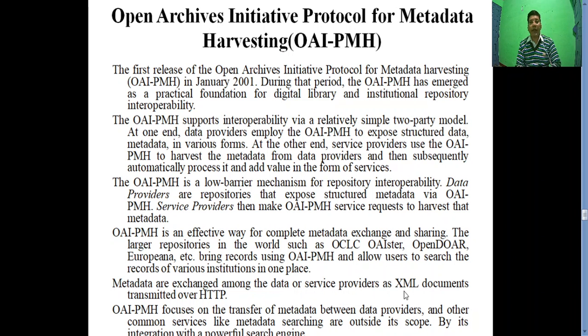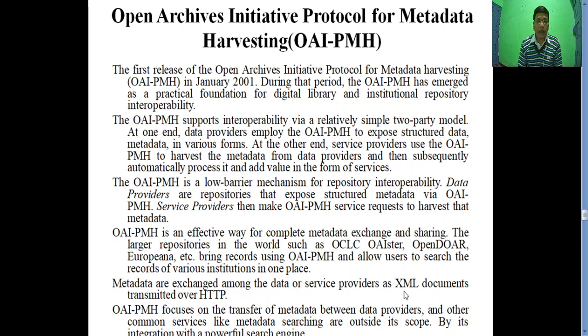Now an important thing is the Open Archives Initiative Protocol for Metadata Harvesting. What is it actually? The first release of the Open Archives Initiative Protocol for Metadata Harvesting, OAI-PMH, was in January 2001. During that period, OAI-PMH emerged as a practical foundation for digital library and institutional repository interoperability. OAI-PMH supports interoperability via a relatively simple two-party model.